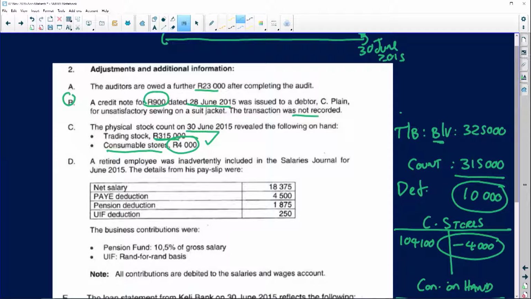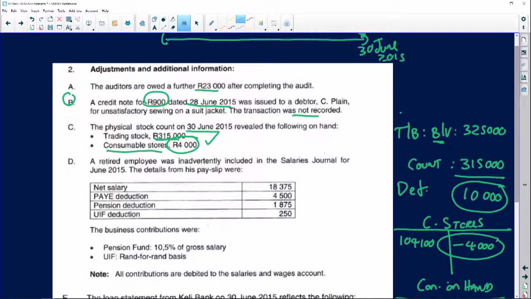The next adjustment D, this one, guys, is an important one. It will appear in every exam. And remember, the adjustment could be worded differently. So please make sure that you are comfortable with this adjustment in any way in which they could test the adjustment. Right, a retired employee was mistakenly included in the salaries journal for June 2015.